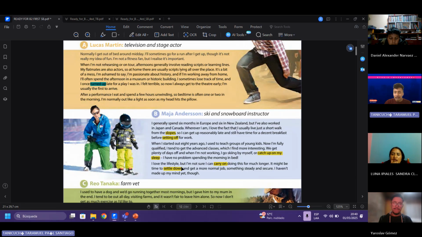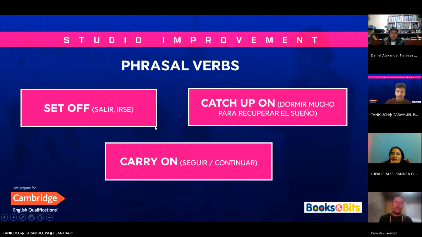All of these verbs that are highlighted, we're going to be looking at today. And for this, I have prepared this presentation with all those phrasal verbs, okay? First, we have the phrasal verb set off, which means salir. Then we have catch up on. Depending on the context, it can have multiple meanings, but in this specific case, it means dormir mucho para recuperar el sueño, right? Don't forget. And then we have the phrasal verb carry on, which means seguir o continuar, all right? Take note of this if you want.